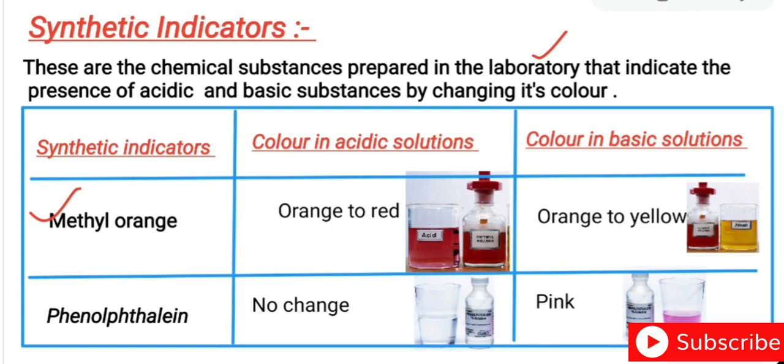Now phenolphthalein. Phenolphthalein is a colorless indicator. When we bring this indicator in contact with the acidic solution, there is no change in color. But when we bring phenolphthalein in contact with the basic solution, it immediately turns pink. So this is all about your synthetic indicators.